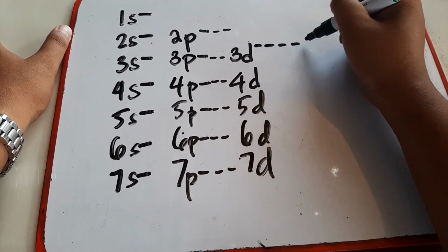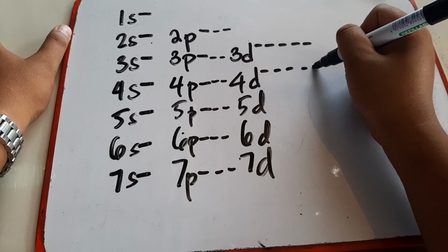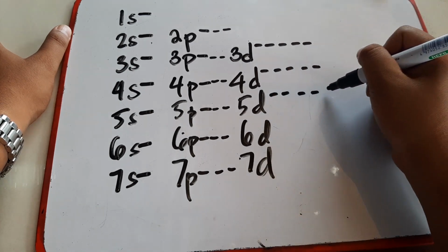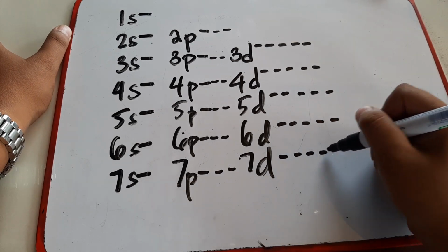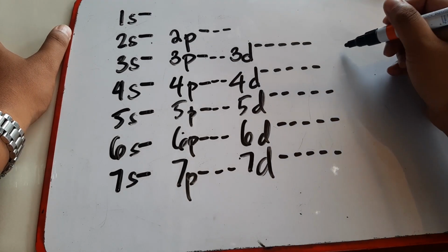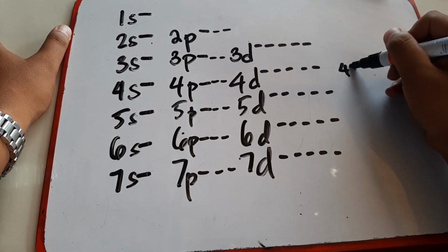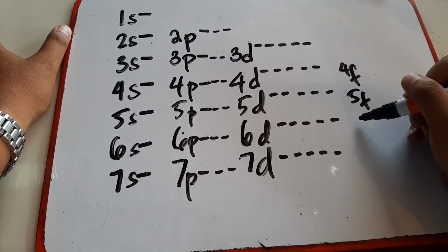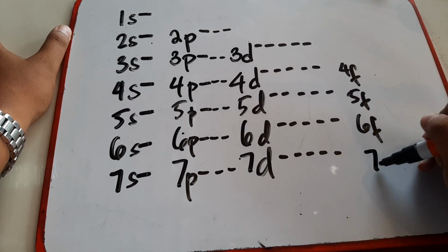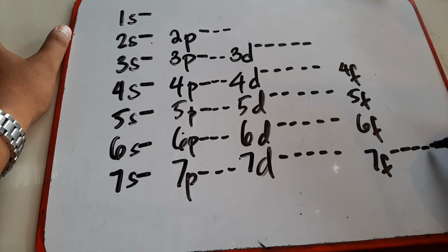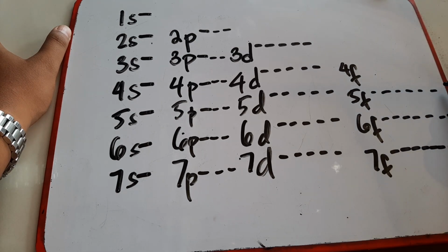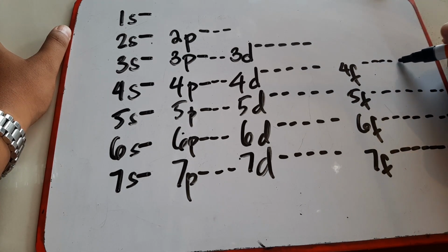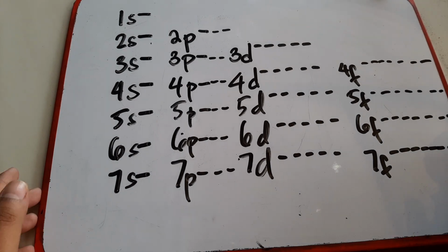Each D subshell gets 5 lines: 1, 2, 3, 4, 5. And then our F would have 7 lines for each F subshell: 1, 2, 3, 4, 5, 6, 7. Now we are all set.